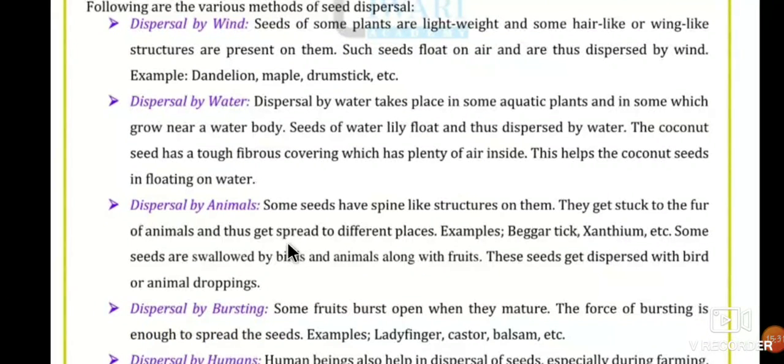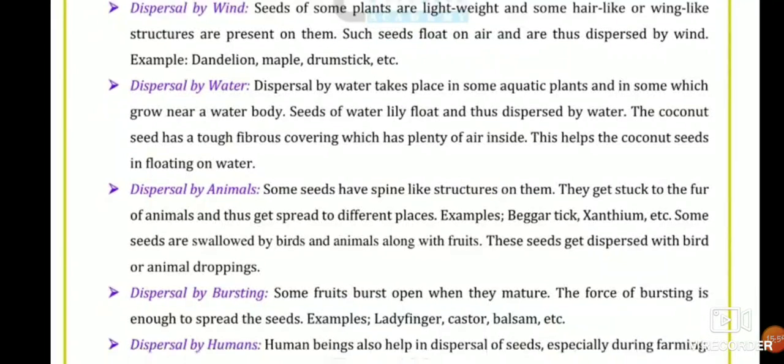So, dispersal by animals. Some seeds have spine-like structures on them. They get stuck to the fur of animals and thus get spread to different places. So dispersal by animals means they take the example of birds, with wings and fur. The seeds keep sticking to that fur, and when the animal goes somewhere, those seeds will be dispersed. That is one method of dispersal by animals.